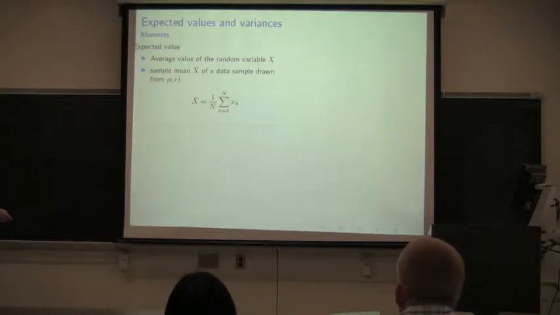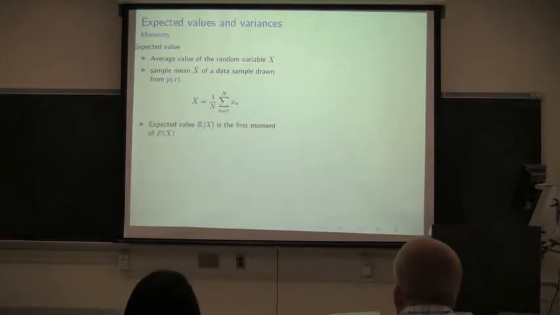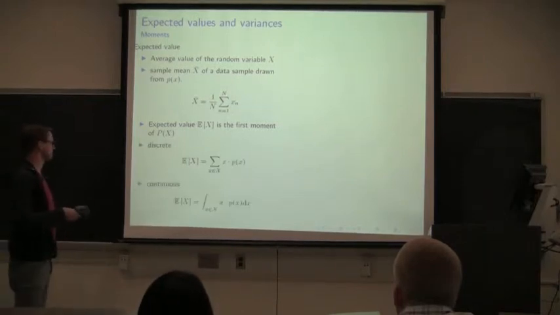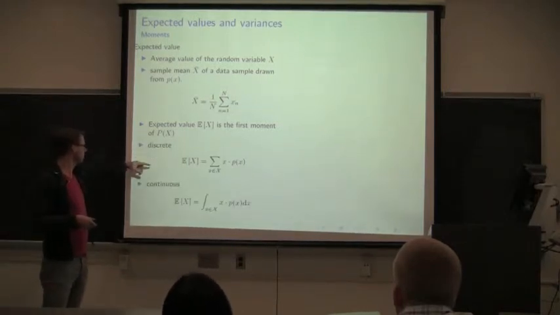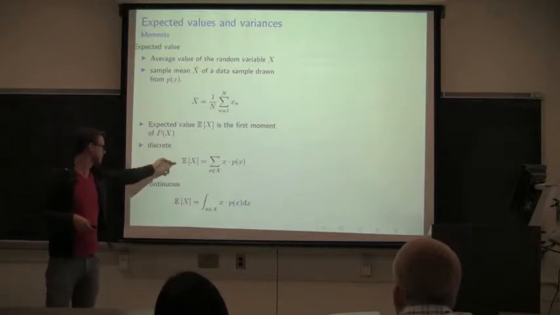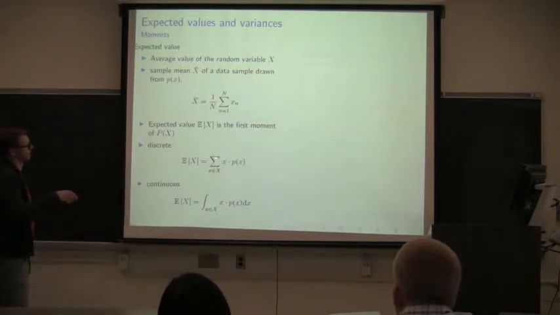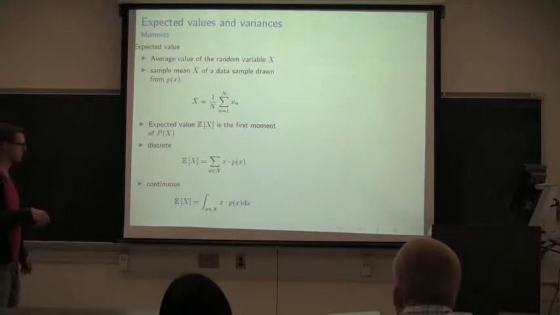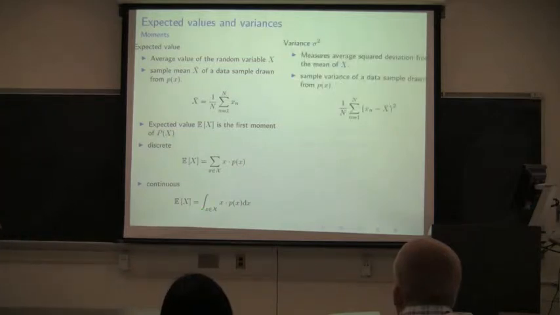The expected value is the average value of a random variable, and we can compute an estimate of it from data by computing the sample mean. It's the first moment of the distribution of a random variable. In the discrete case, it's a weighted average over all the possible values of x times the probability, and in the continuous case, it's the integral.